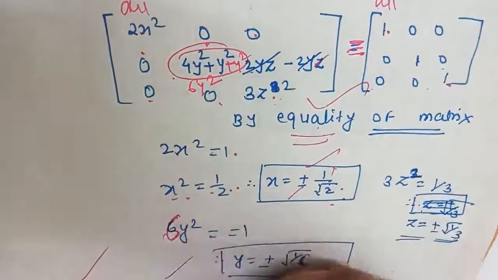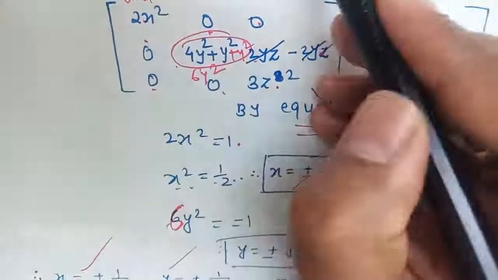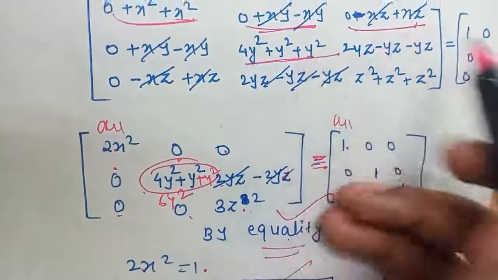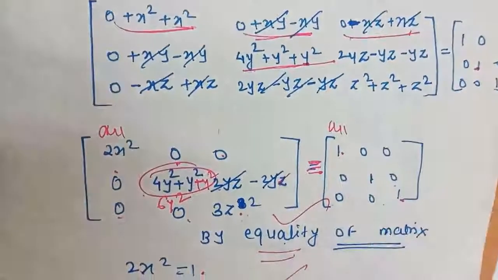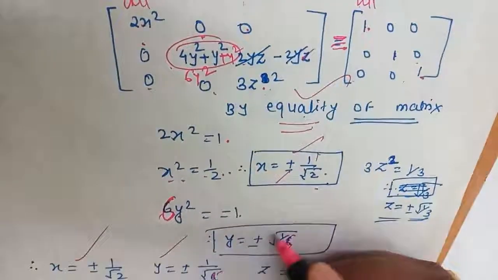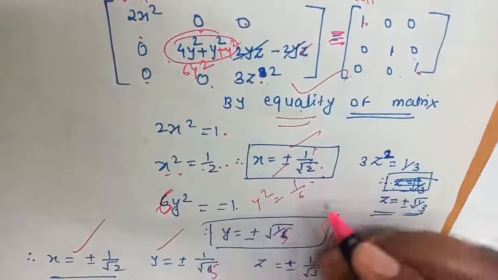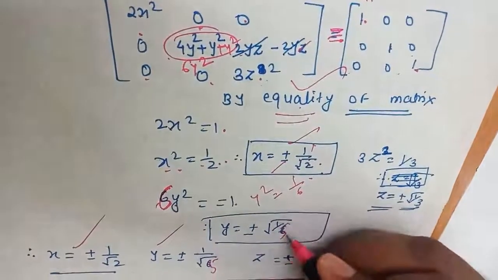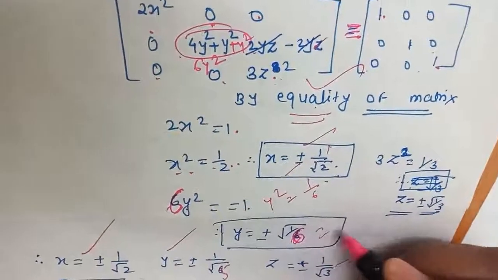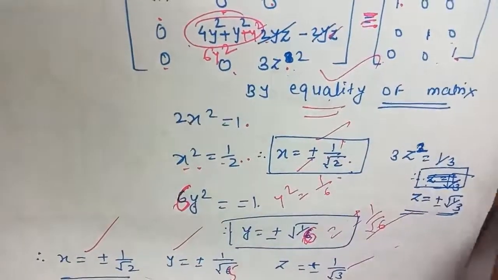Next, this is 6y square, 4y square plus y square plus y square. 6y square is equal to 1 will come. So the same thing I will do, 6y square is equal to 1. So y square is equal to 1 by 6, and y is equal to plus or minus root of 1 by 6. Similarly I can write y is equal to plus or minus 1 upon root 6. So I got the y values.